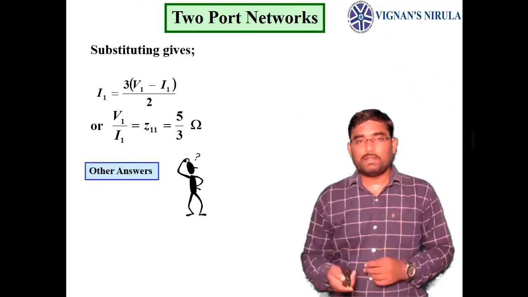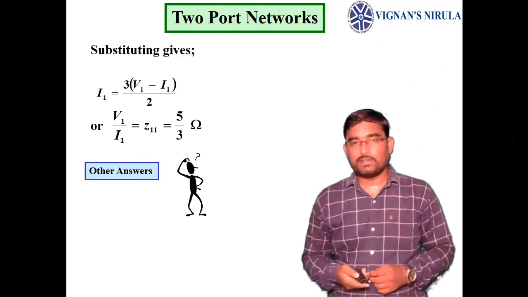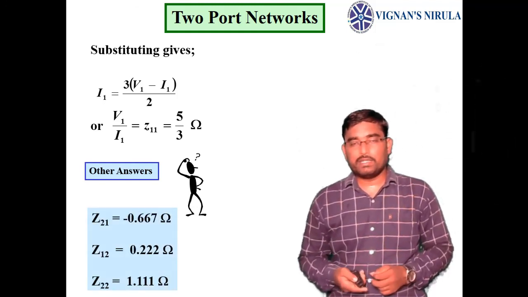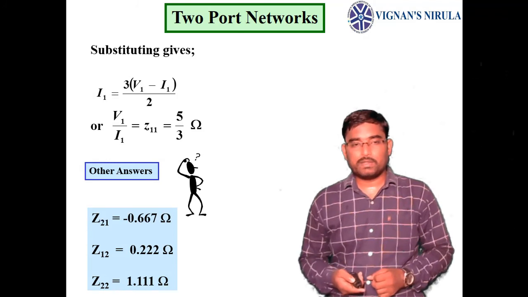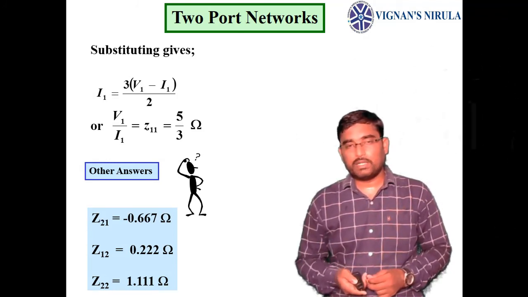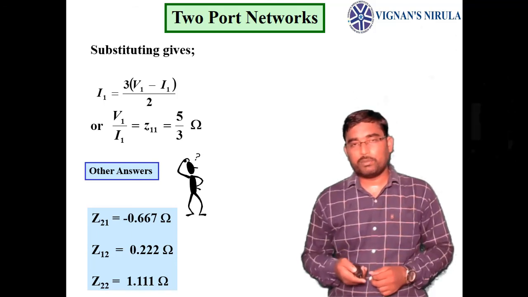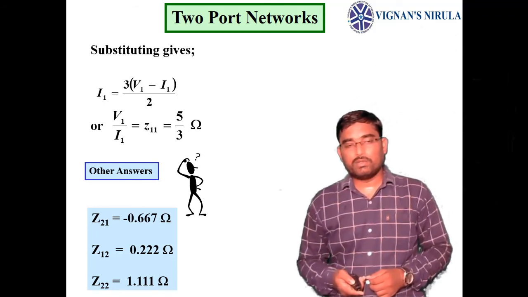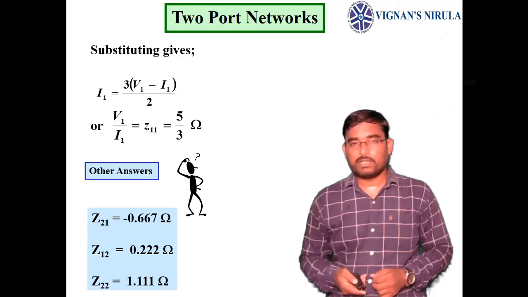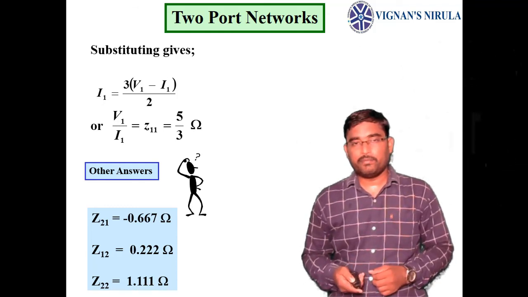Similarly, if you apply the same analysis as applied in the previous example, we can get the other parameters. We can check those parameters. Z21 equals minus 0.667 ohms, Z12 equals 0.222 ohms, and Z22 equals 1.111 ohms. You can check the answers.